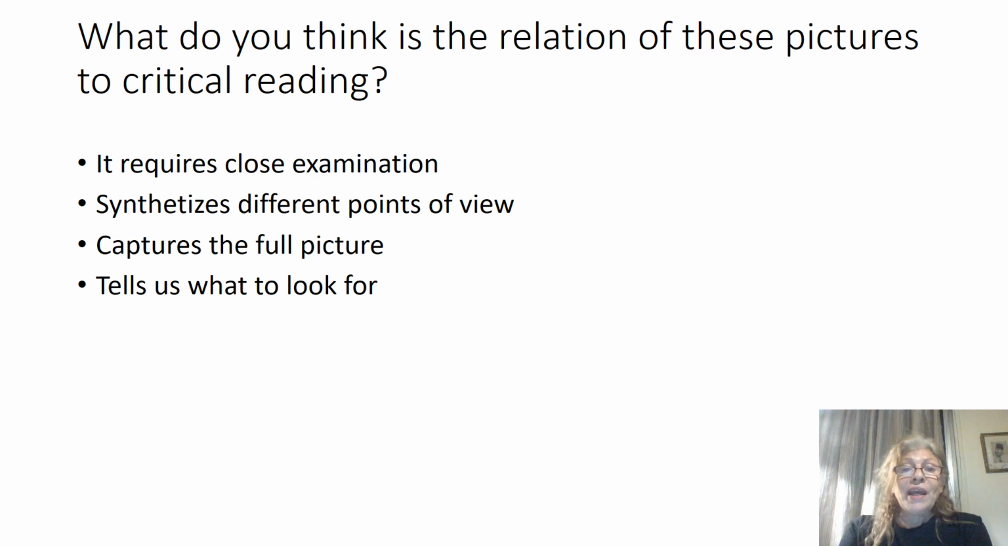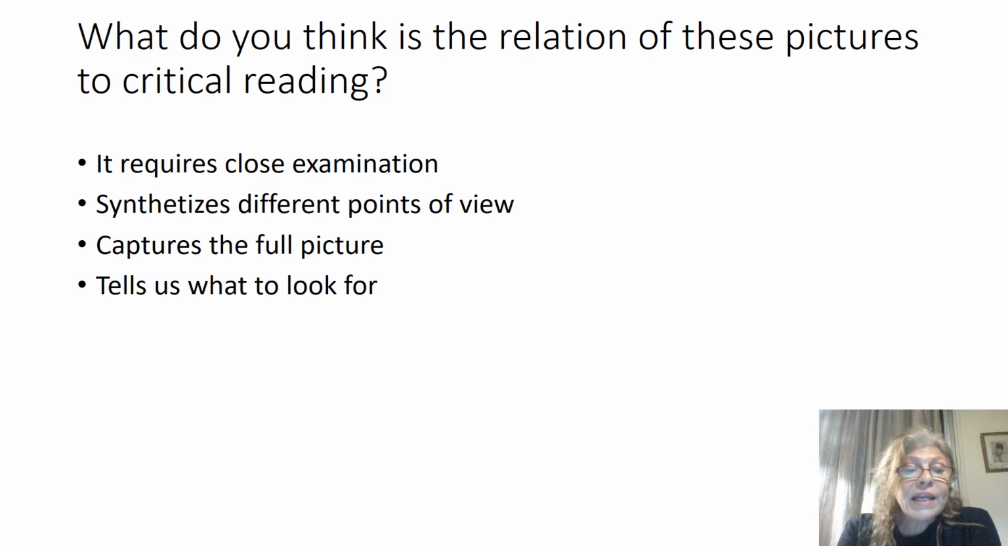So, what do you think is the relation of these pictures to critical reading? Number one, it requires close examination. That is, we need to really look closely at the pictures to be able to tell what we can see. We need to look at them critically.